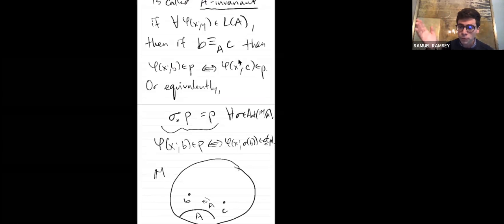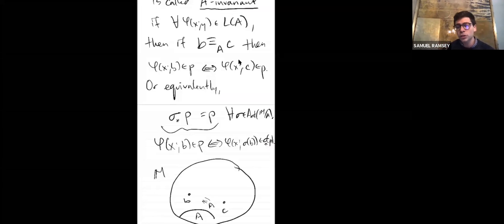But for those of you that remember from model theory, in a saturated model, 2 elements have the same type over A if and only if there's an automorphism that takes one to another. So if you have some automorphism fixing A, taking b to c, then the second definition certainly implies that phi(x, b) will go in the type if and only if phi(x, c) goes in the type. And so it's an easy exercise using this fact that 2 things have the same type over A if and only if they're conjugate by an automorphism fixing A, that these 2 definitions are equivalent.